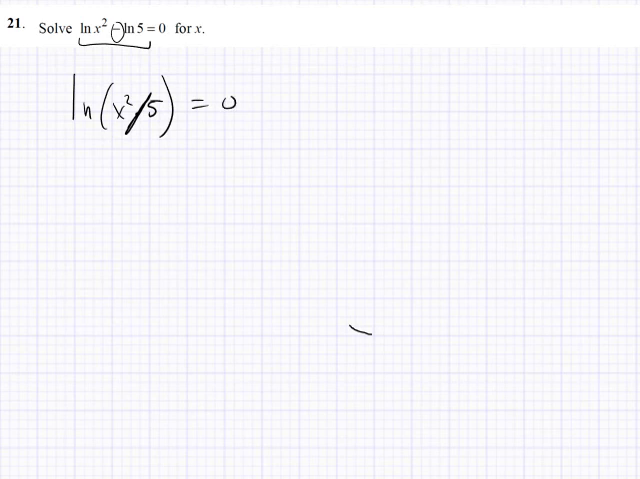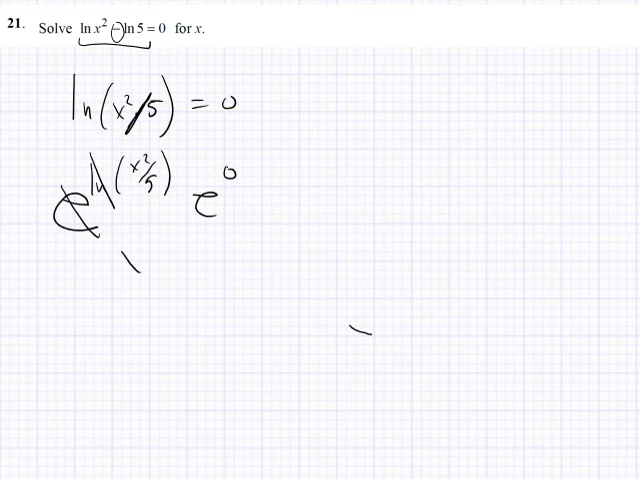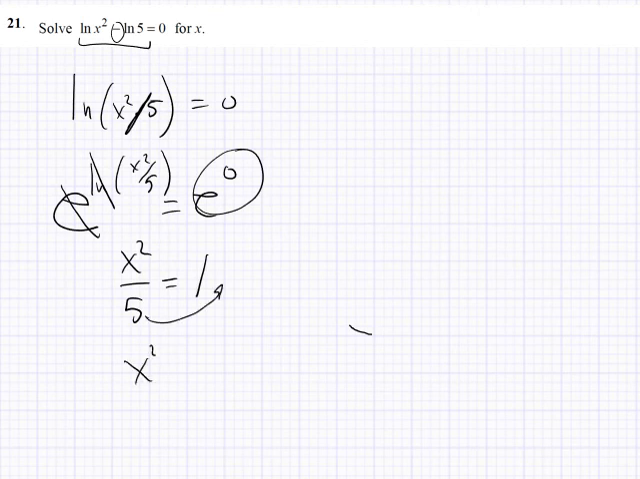Now what we want to do is get rid of the logarithm. Since we have a single logarithm by itself, we'll exponentiate both sides, use base e. E is the inverse of the logarithm. So that's why we're going to use e, but we have to do it on both sides. That allows these to cancel, giving me x squared over 5 equals e to the 0. E to the 0 is 1. Multiply 5 to the other side, I get x squared equals 5. So x equals plus and minus the square root of 5.